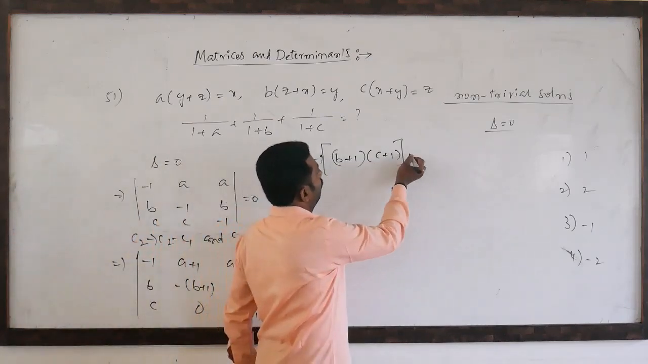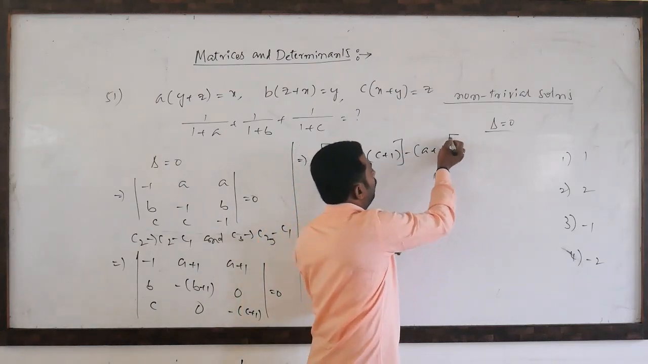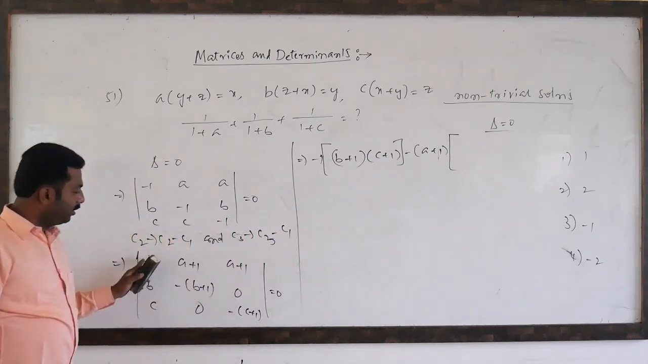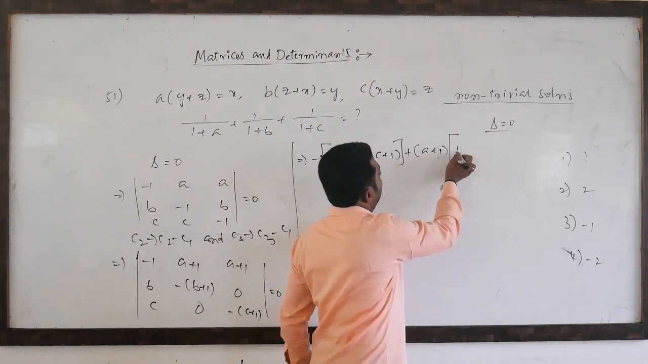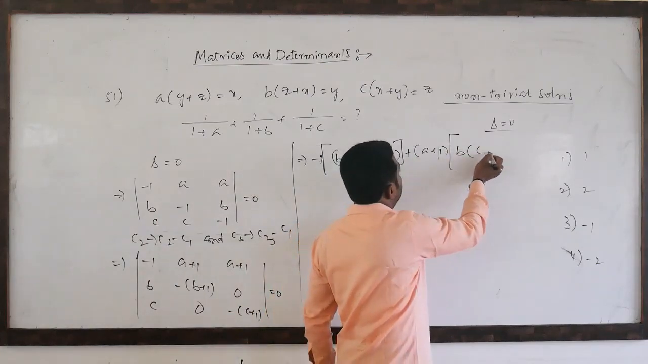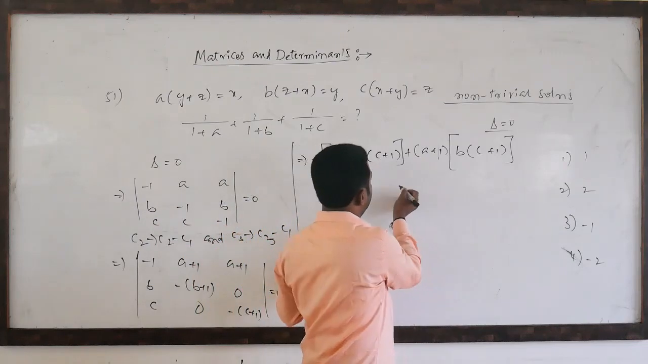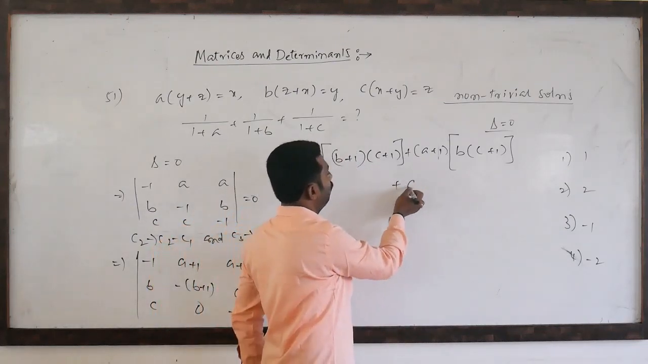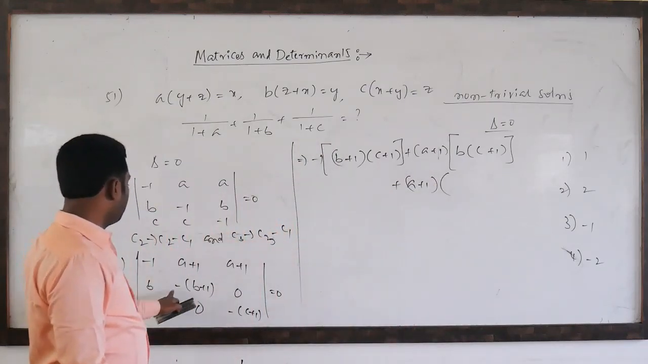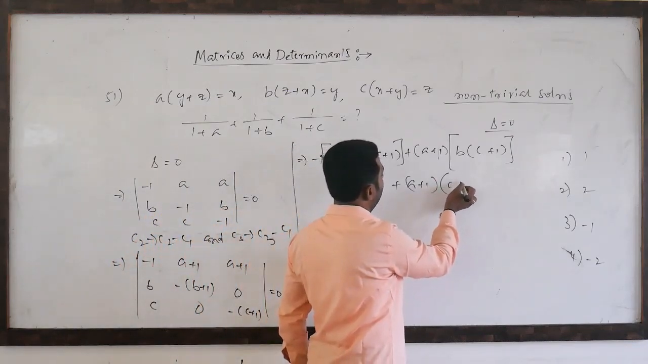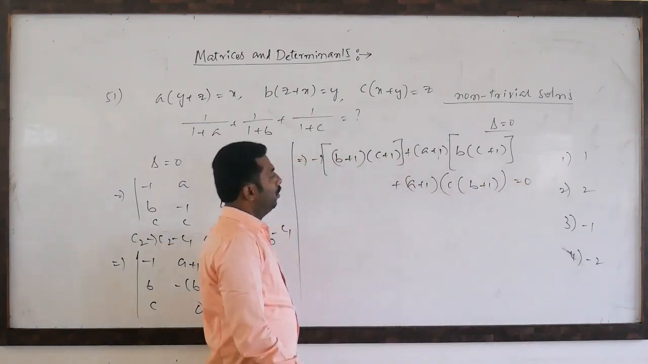Minus of (a plus 1) into (a plus 1) into, see, if you follow this column and this row, b minus b into, minus b means this one I am writing b into (c plus 1), minus 0, plus (a plus 1) into, you close this column and this row, this is 0, minus of minus means c into (b plus 1), equal to 0. Very clear.